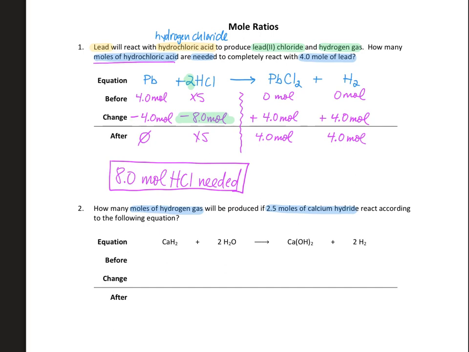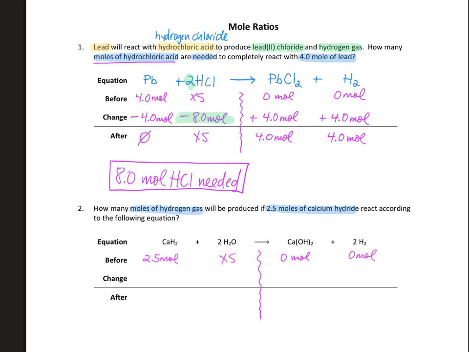So let's take a look at our before. We've got 2.5 moles of calcium hydride. Nothing about the water, so that's going to be our excess. I'm going to divide between reactants and products. No products to begin with, so that's 0 moles of each.